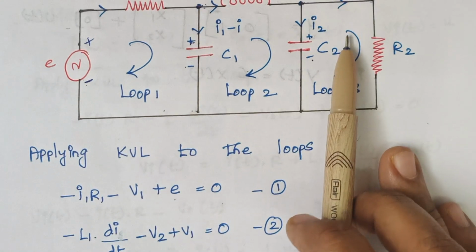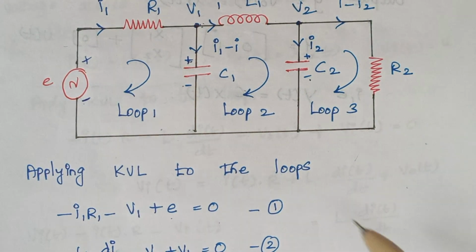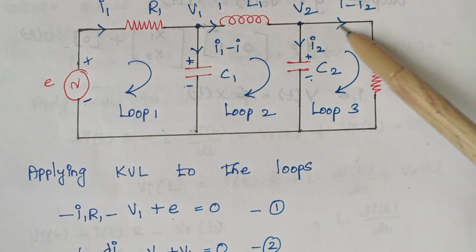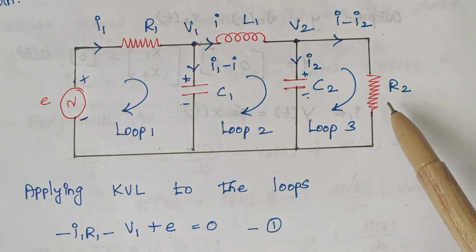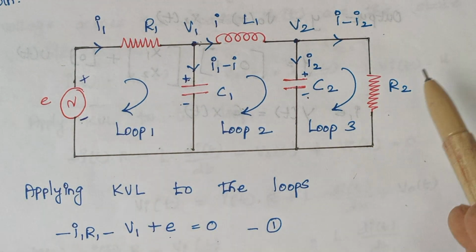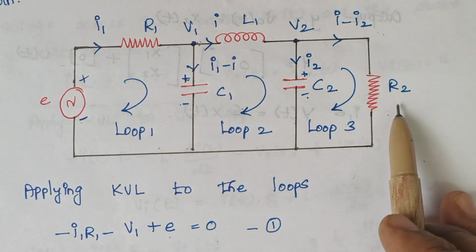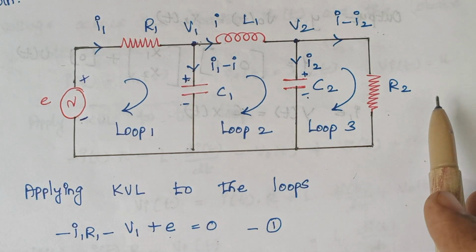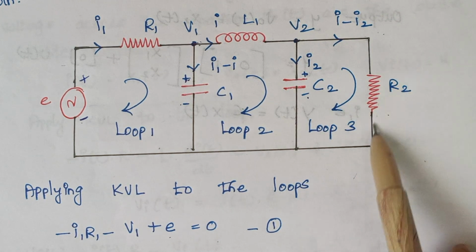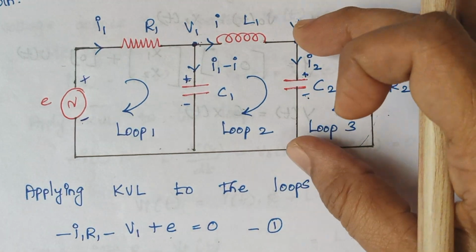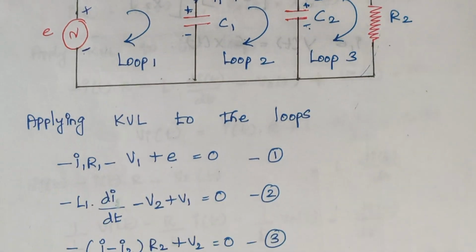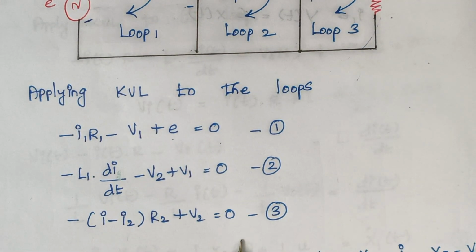Considering loop 3, the current flowing is I minus I2. Therefore the voltage drop across this resistor is I minus I2 into R2, and since it is a drop, we include a minus. Here the current flows from minus to plus, therefore this voltage is plus V2. So this forms our equation number 3.